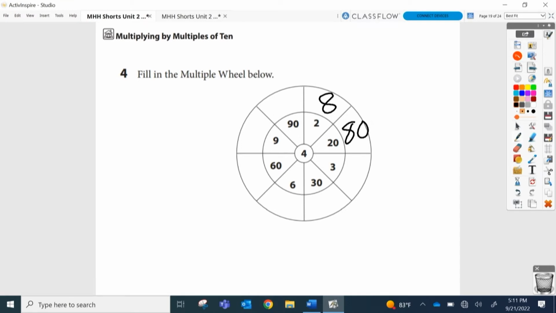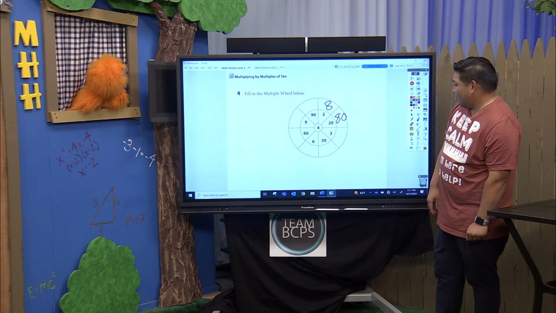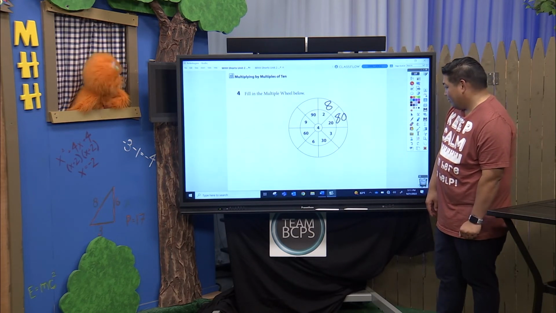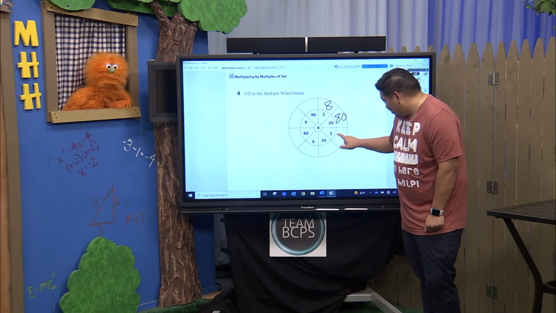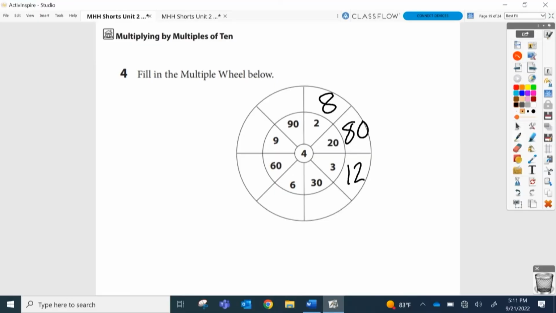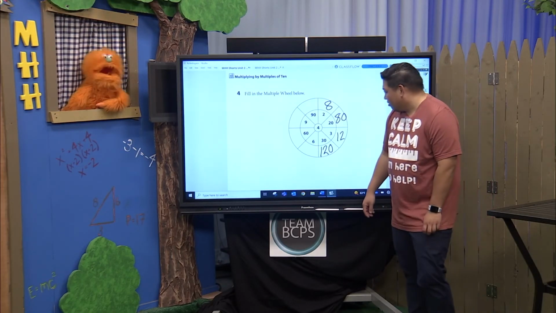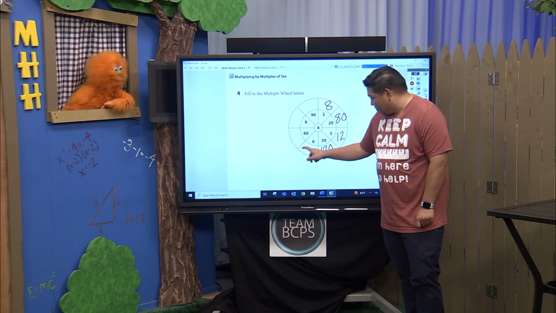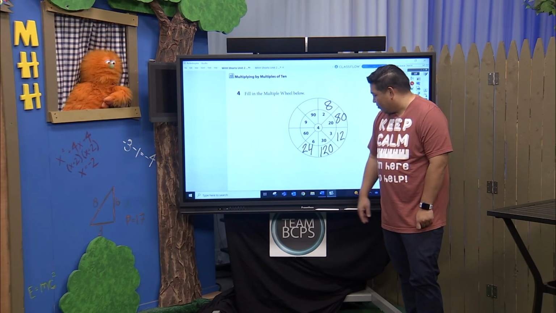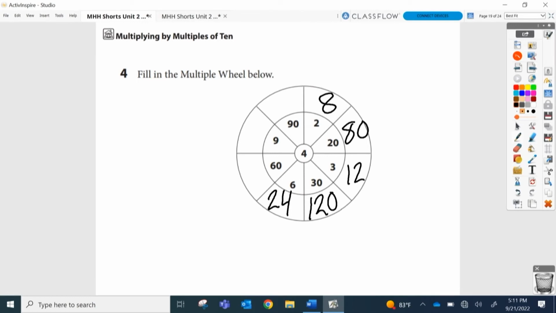Hey, Mr. Teng, I see where this is going. Can I do the next one? Sure. So the next one would be 4 times 3, which of course is 12. The next one is 4 times 30. And of course, we just have to remember that there's 10s hidden in there. So that would be 120. Cool. You want to keep going? Let's do it. Next, we got 4 times 6, which is 24. Then 4 times 60, which would be, again, just hiding those 10s in there, 240.